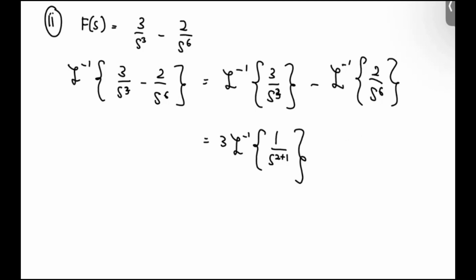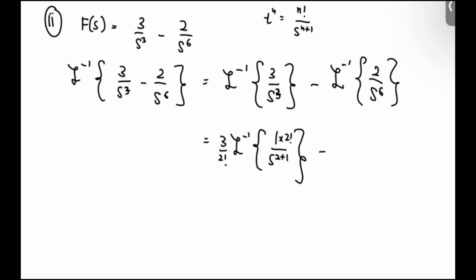So here, because I have 2 here, I need to have 2 factorial, right? In order to use the table, because we have t to the power of n equal to n factorial over s to the power of n plus 1. So if I want to use this formula, here I need to have 2 factorial. So what I need to do is multiply by 2 factorial here, and here I divide by 2 factorial.